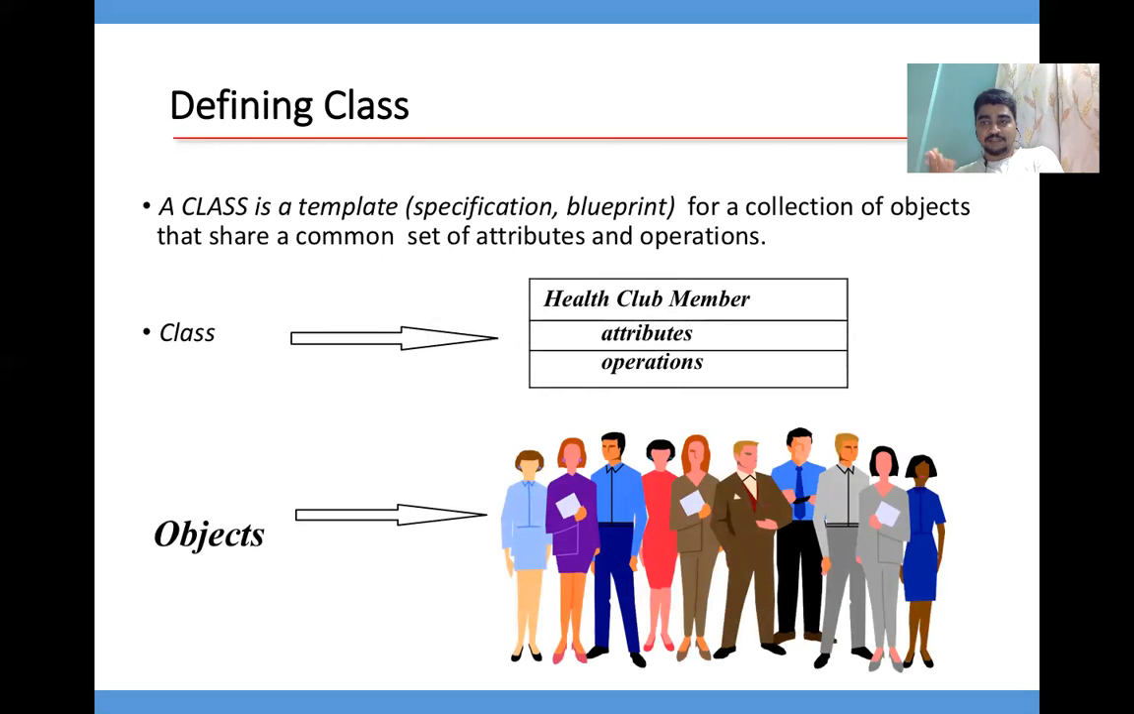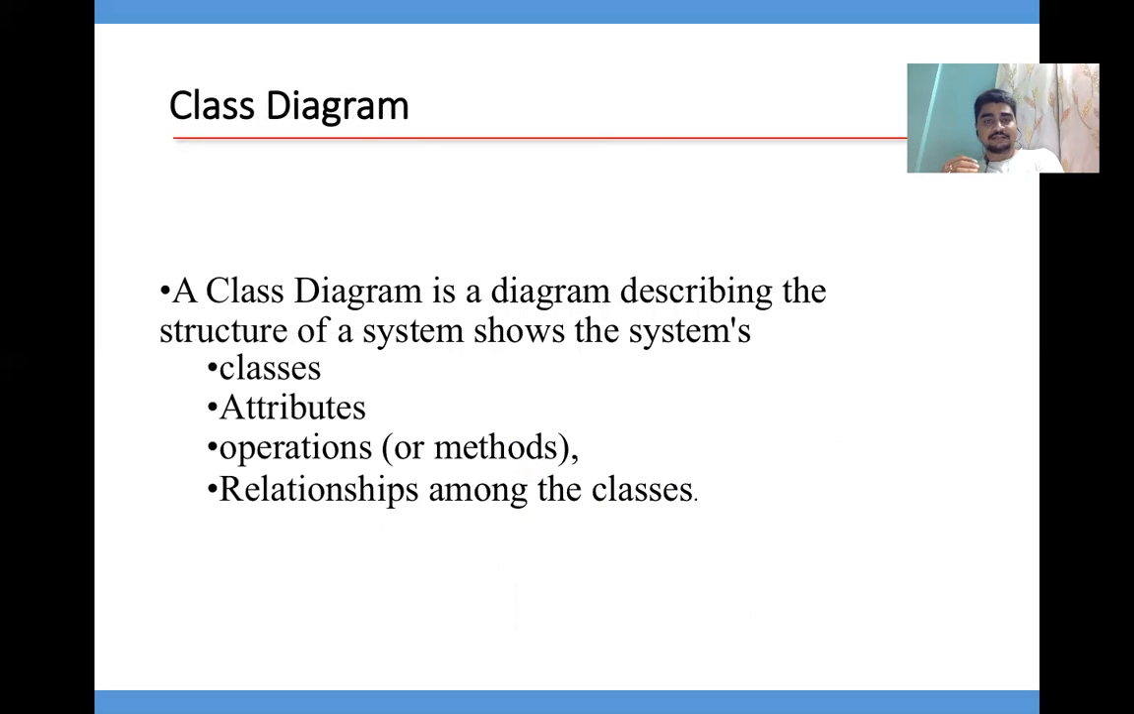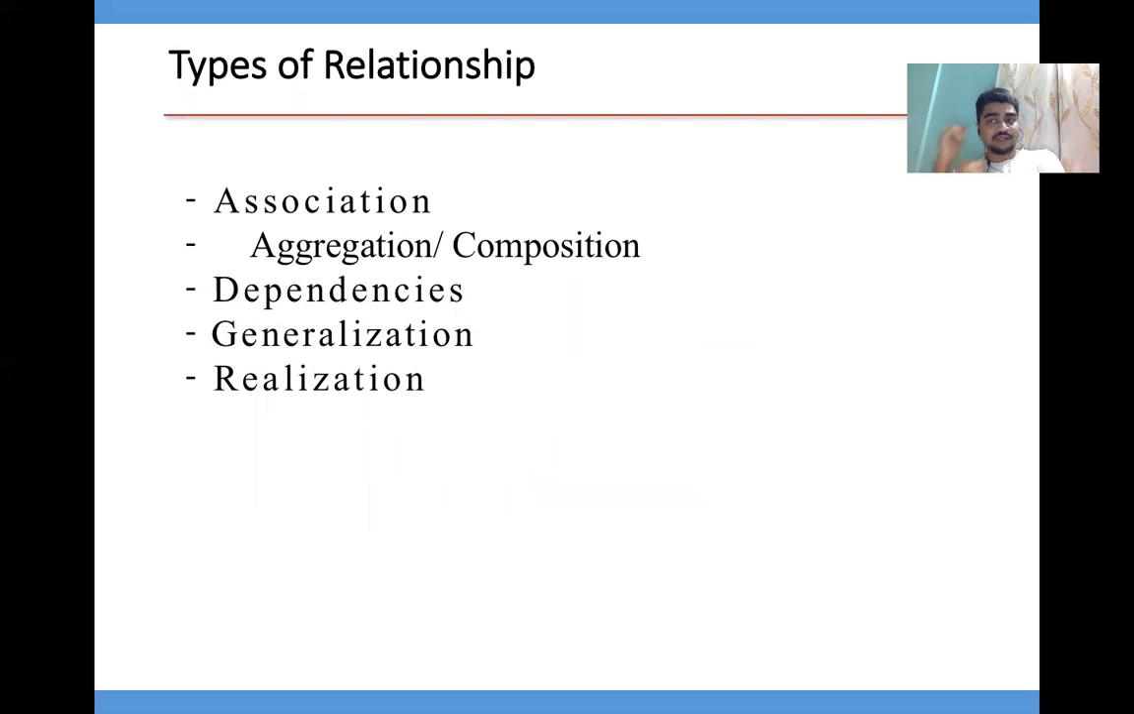Now coming to the relationships. The class is a template, a blueprint of an object. So an object is an instance of a class, and you can create any number of instances from a class. A class diagram describes the structure of a system. It shows the system's classes, attributes, operations, that is the methods, and the relationships among the classes. There are different types of relationship: association, aggregation, composition, dependencies, generalization, and realization.